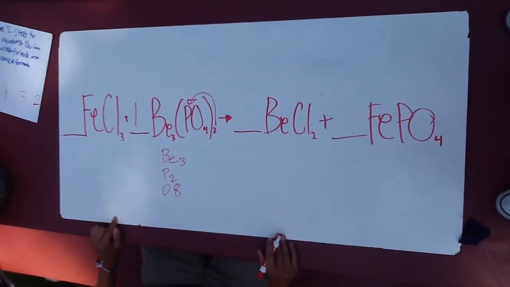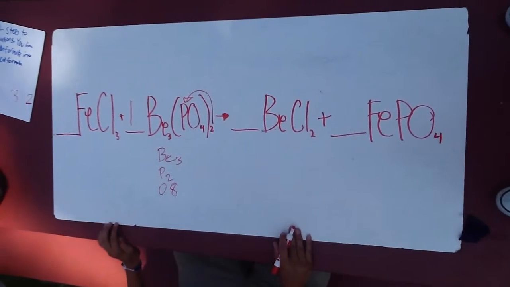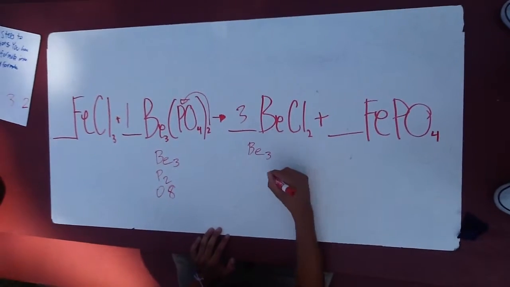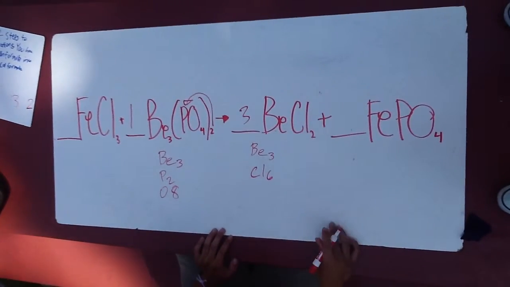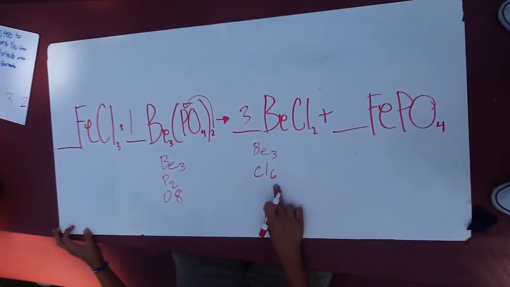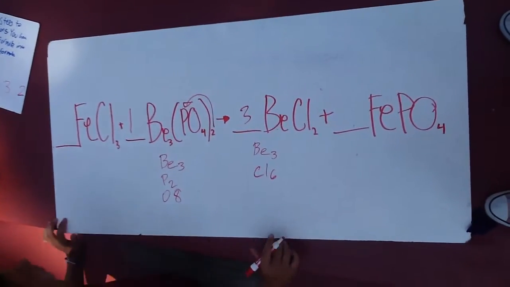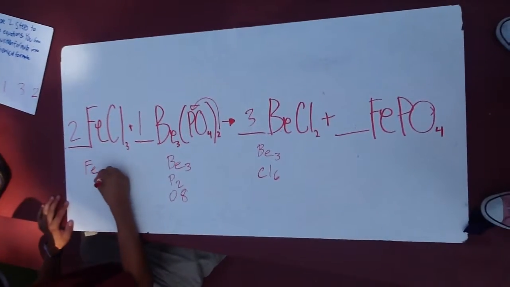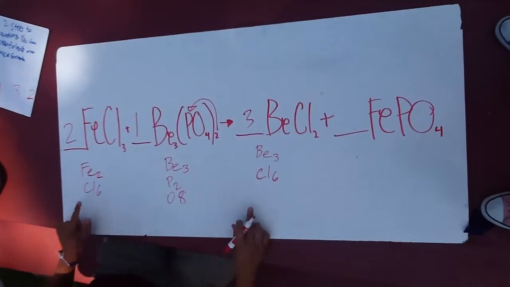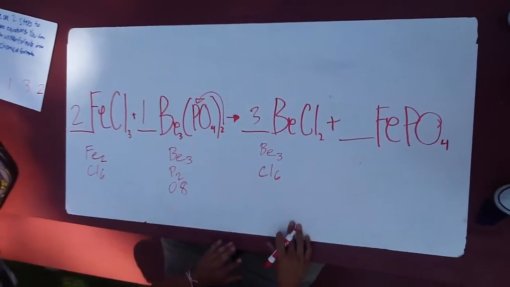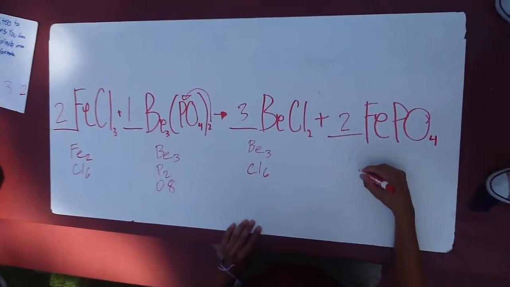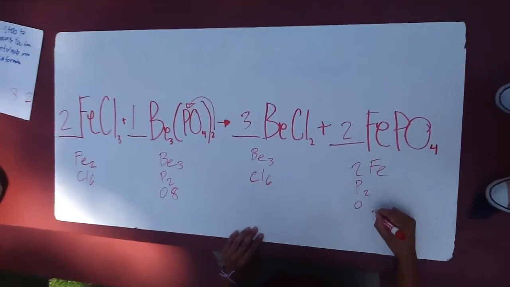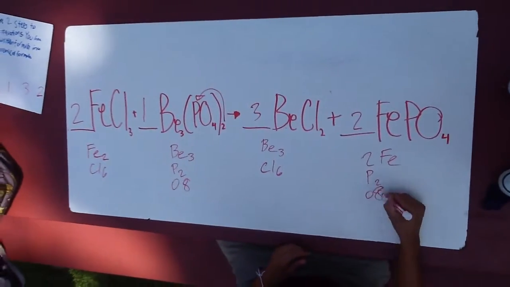And now we have to balance the other side of the equation. So let's add a 3 right here because BE equals 3. So now we have BE3 and CL6. So let's keep going. To add CL6 over here, you need to add a 2. So now you have 2FE and CL6. So the CL6s are balanced out. And now let's add a 2 over here to balance out the FE. So now you have 2FE, P2, and O8. And that balances out the equation.